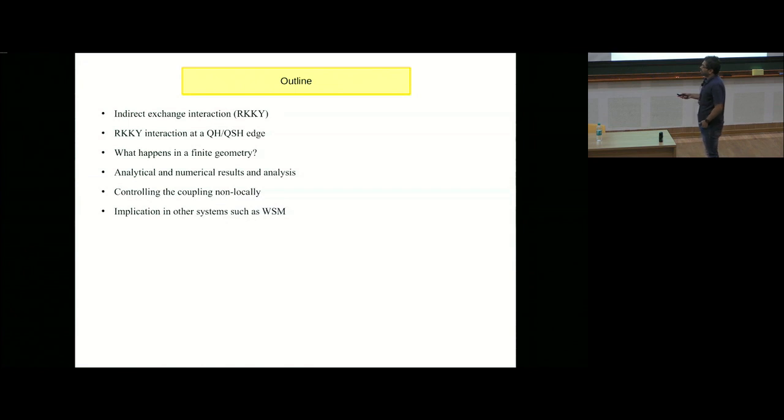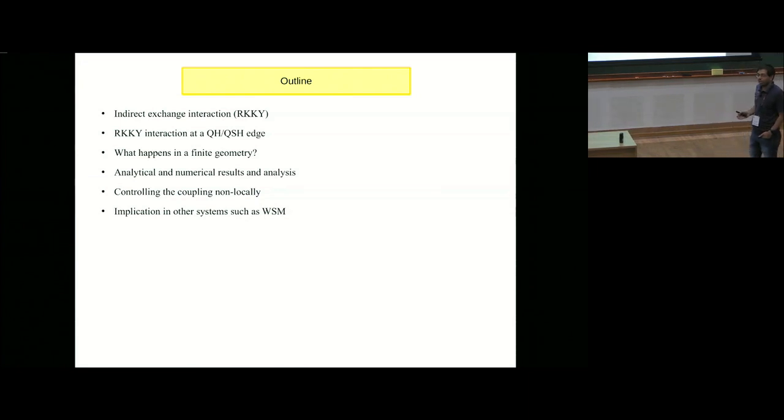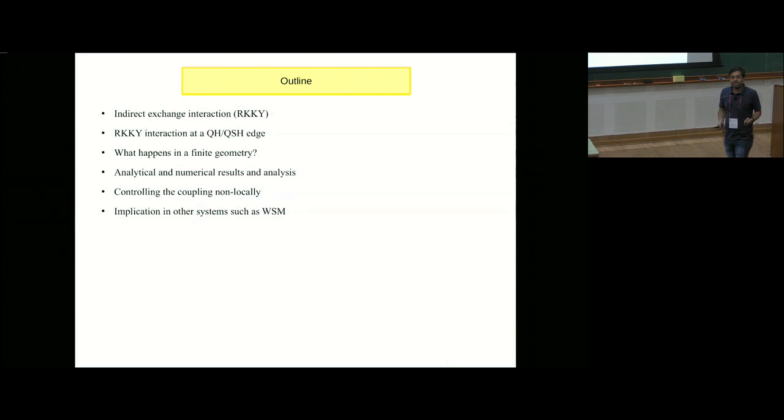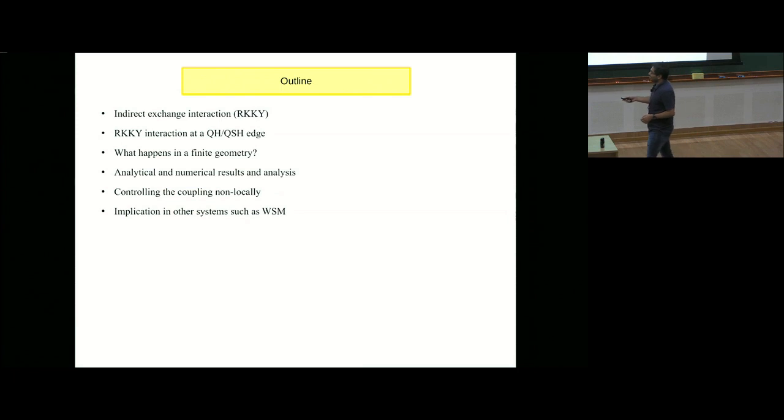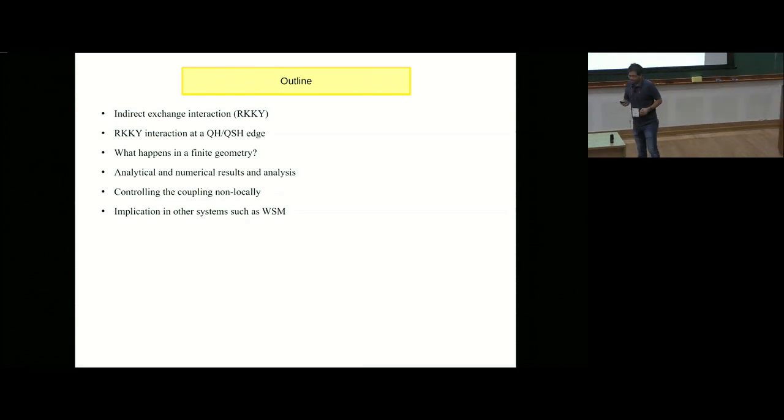And I'll give a proposal to control the RKKY interaction in this geometry in a very non-local way, a completely non-local way, in a way that I will not perturb anything in the spins or anything in between the spins, far from the spins. And some implications of these things in cases like Weyl semimetal, which I'm not going to bring up too much. It's not part of, I think, the theme of the conference.